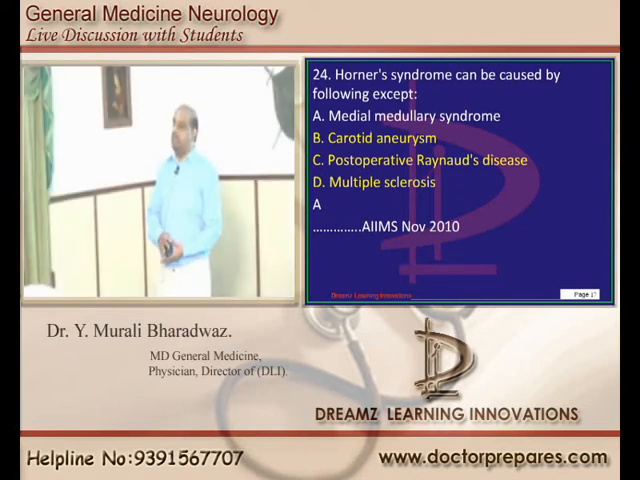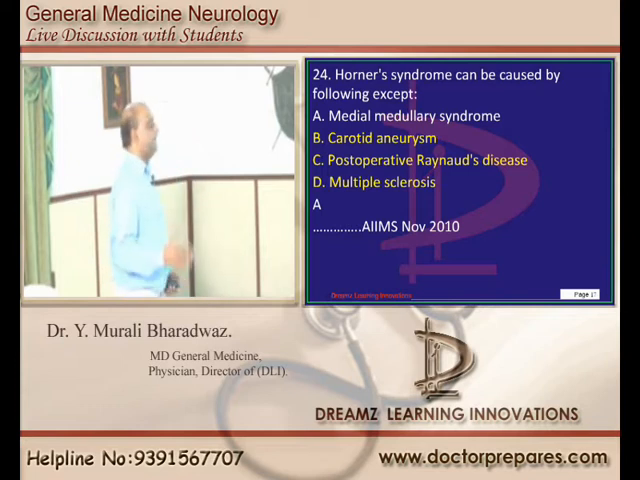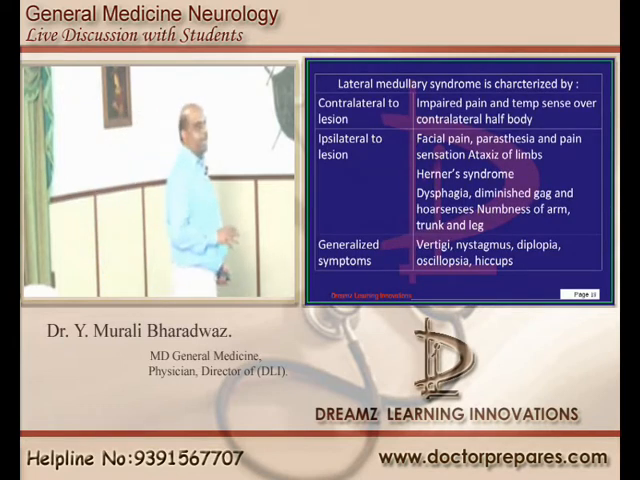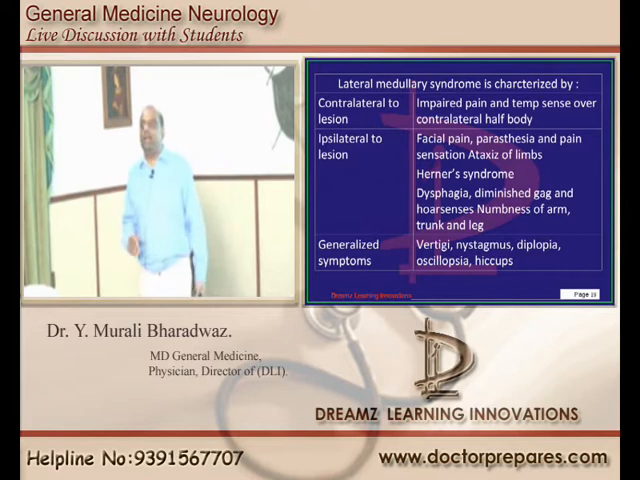Where do you get Horner's syndrome? Already we are PhD in Horner's. Now it is not the medial medulla, it is the lateral medulla where the sympathetic chain is passing. Hence lateral medullary syndrome of Wallenberg, where you come across the Horner's, is what you have to appreciate.